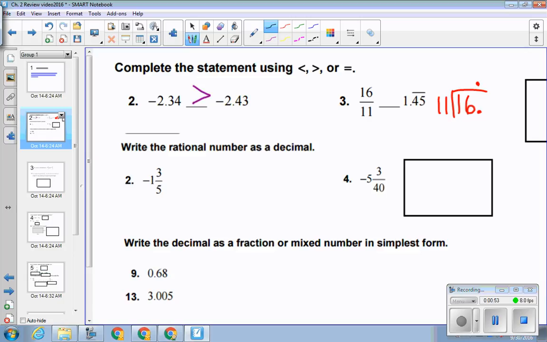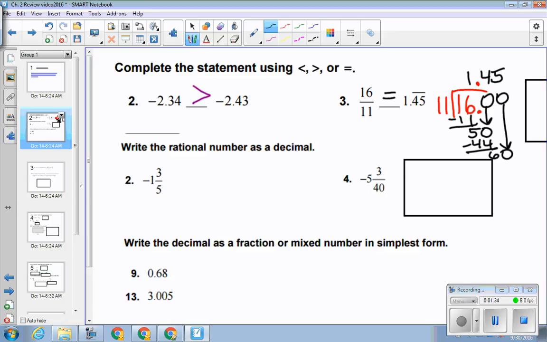So 16 divided by 11, we have one group of 11, and we have to subtract that. And we have 5 left over. We're going to bring down a 0. So now we have 50 divided by 11, and that goes in 4 times. 4 times 11 is 44. We're going to have 6 left over. Bring down another 0. Running out of room. So we have 60 divided by 11, which is 5. I'm not going to keep doing it, but the pattern is going to continue, which means it's the exact same number, so they're equal to each other.